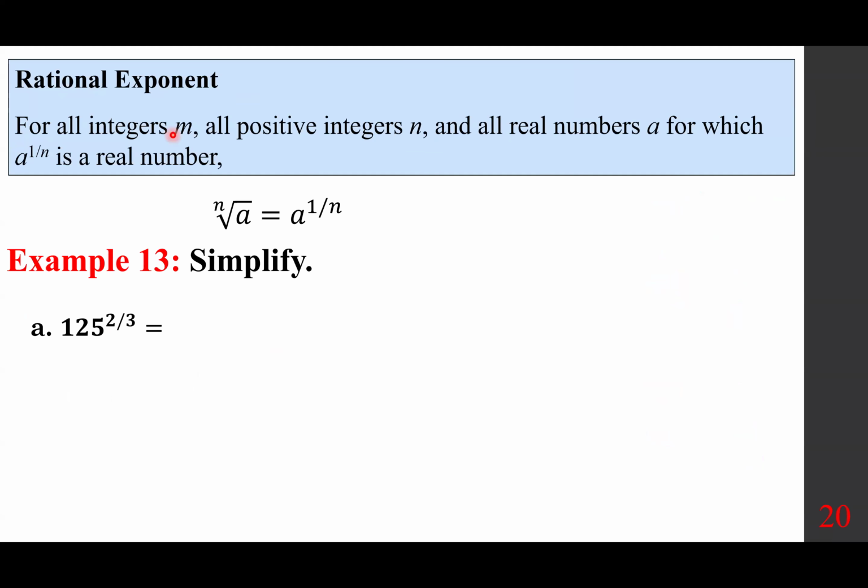Rational exponent for all integers m, all positive integers n, and all real numbers a for which a to the power of 1 over n is a real number. We have the nth root of a is a to the power of 1 over n. So to do this, we're going to remind you also that a to the power of m over n is a to the power of 1 over n, to the power of m.